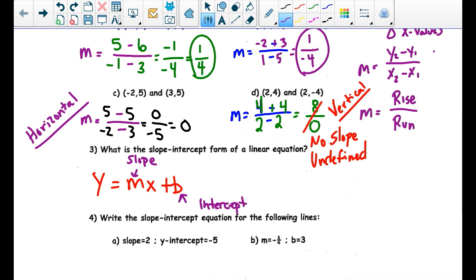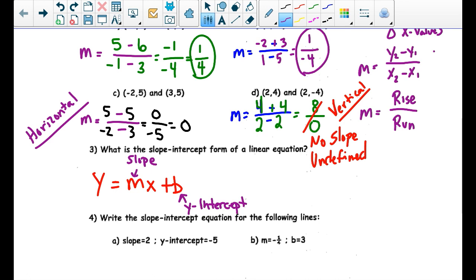You guys remember what intercept it is? x-intercept or y-intercept? 50-50 shot. What do you think? y. So the y-intercept. Okay? So you got two parts. Slope m, b, y-intercept.